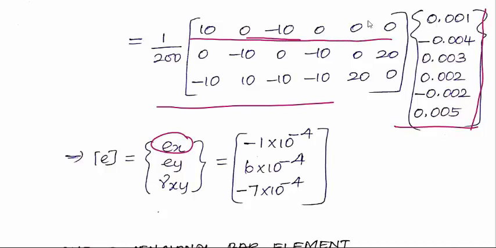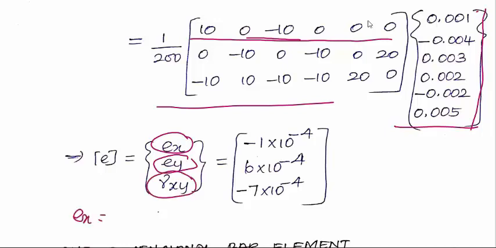By multiplying the second row with the displacement matrix, we can get the value of Ey. And by multiplying the third row of the strain displacement matrix with the displacement matrix, we can get the value of gamma xy. So let us see the Ex value alone.